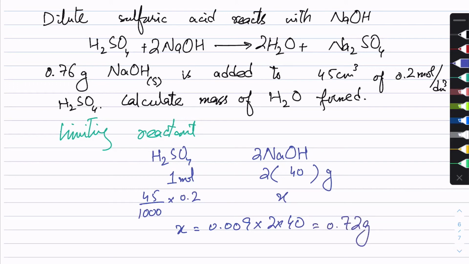So that's telling me that I need 0.72. And if I have 0.72, all of this will be used up. I have more than that. So clearly 0.72, because it's less than what I have, sodium hydroxide, this thing is in excess. But I told you, whatever is in excess, you ignore it. And now this is the one that I'm going to work with. So the question said, calculate the mass of water formed. I have this, I have this. Now the question is pretty straightforward.